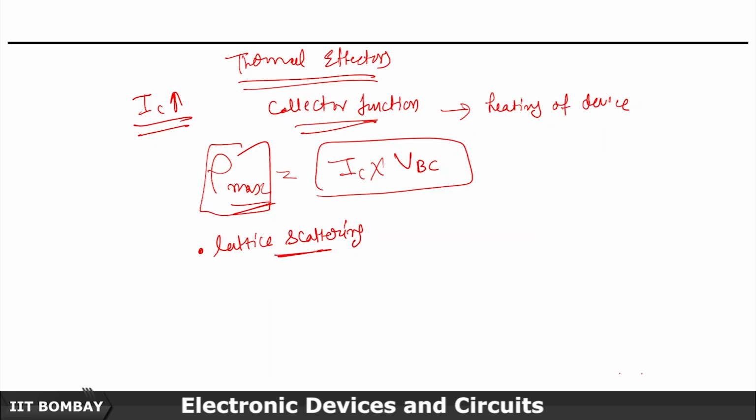And if you remember, in the beginning of the course we talked a lot about this lattice scattering and heat dissipation. This lattice scattering leads to an increase in the temperature. Okay, these electrons have high kinetic energy, they undergo this lattice scattering, and this leads to heating of the device, or you can say higher temperature. Energy is being converted from kinetic energy to heat.